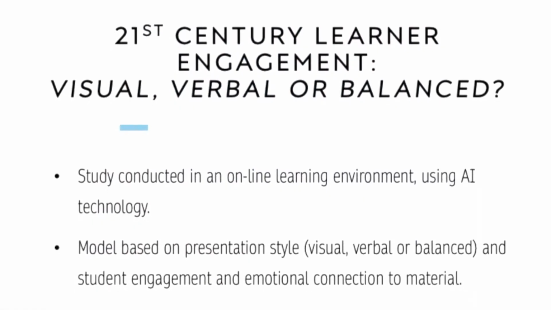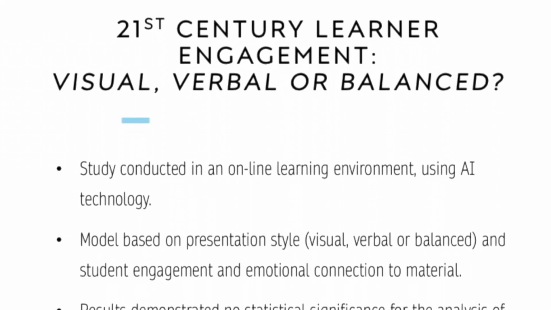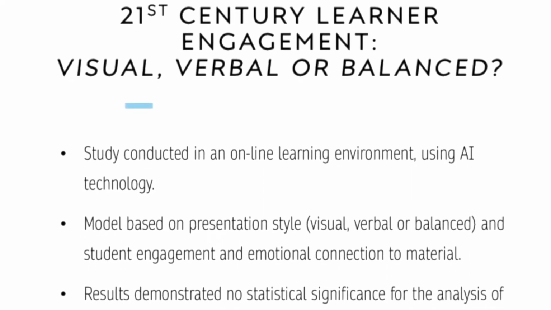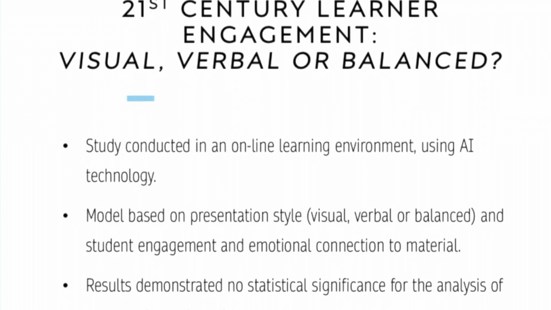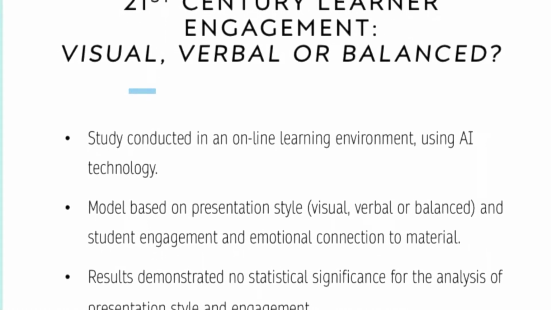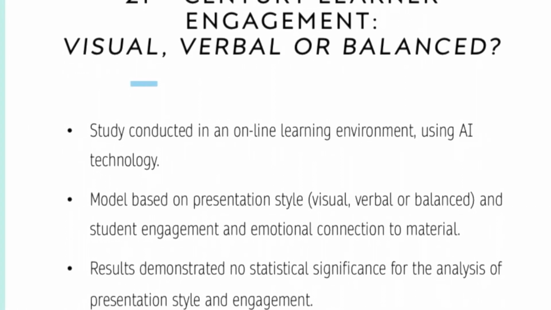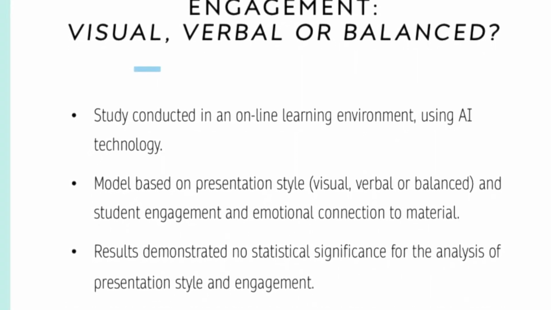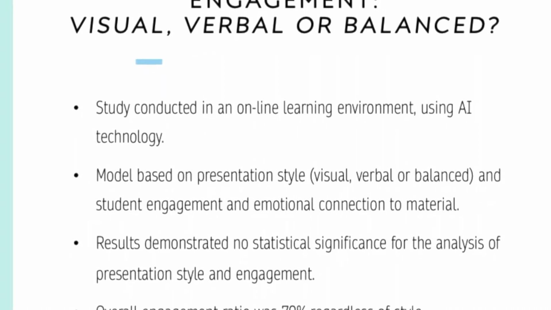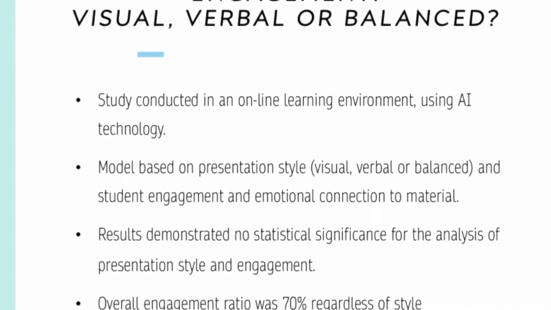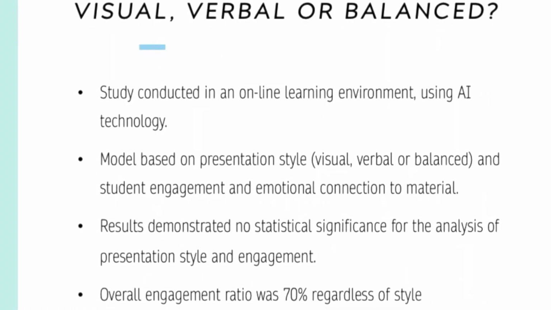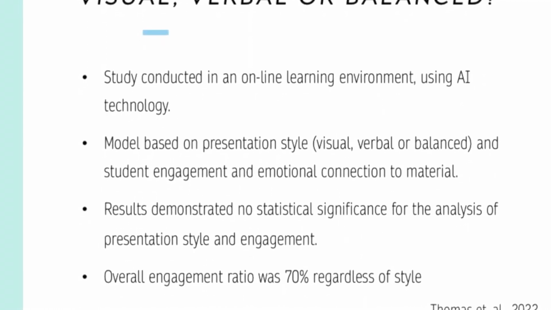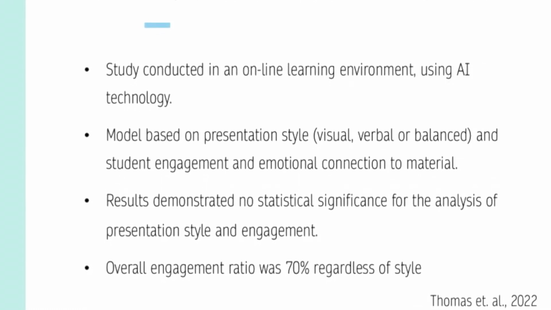In contrast to this research, there is a study by Thomas, Punith Sarma, Gwayula, and Javagopi, 2022, that analyzed the online learning environment and presentation style in reference to student engagement. The model was based on styles including solely visual, solely verbal, or a balance of both. The emotional connection to materials and emotional response was also measured. The results of this study demonstrate that no statistical significance exists in terms of presentation style and learner engagement. Regardless of the style, it was found that the overall engagement ratio was 70%.